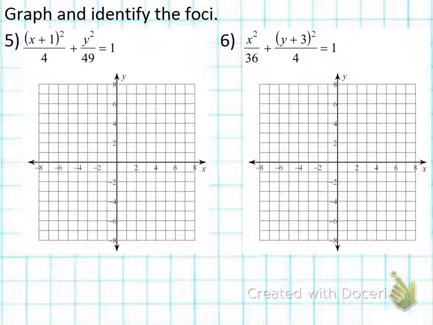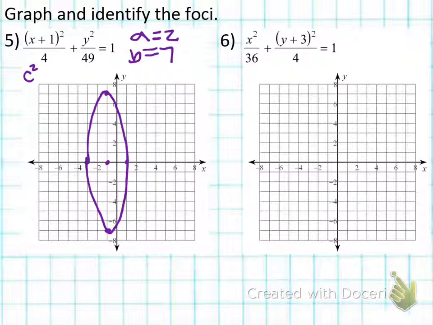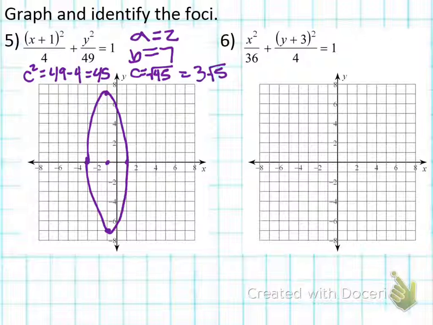Okay, if you want some more practice, go ahead and try to do numbers 5 and 6. Here my center for number 5 is going to be negative 1, 0. Okay, so right here, my A is 2, B is 7, so I go 2 units in either direction in the X, 7 units in either direction in the Y, and I would sketch my ellipse. And then the foci, I would look at C squared equal to 49 minus 4, which is 45, so C equals the square root of 45. Or I can think of that as 3 root 5. Square root of 45 is almost square root of 49, so it's close to 7 but not quite there. So my focus points would be about here.